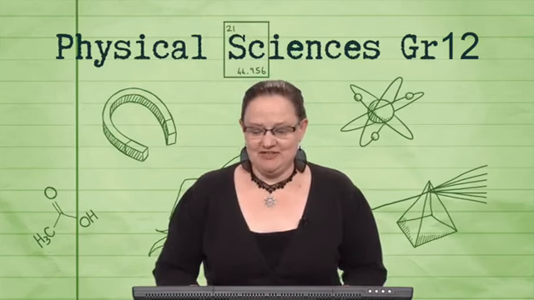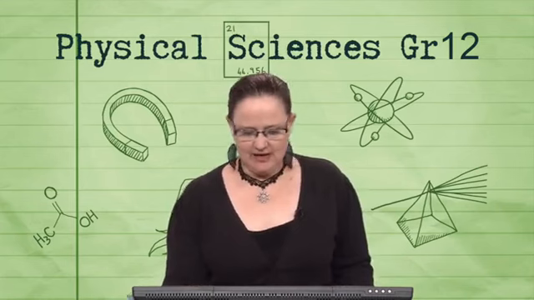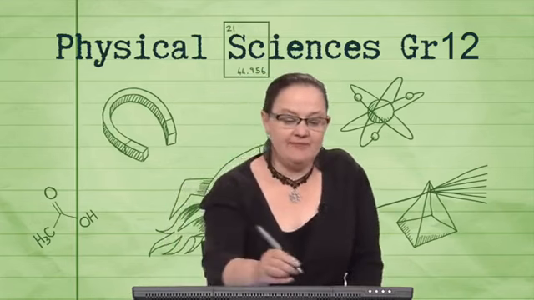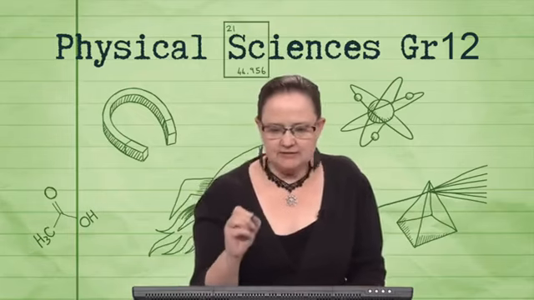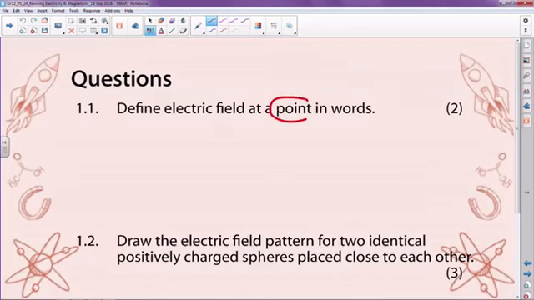Okay, so grade 12s, let's see how you did. Now I have some space here. Remember, this is a very specific definition, and because it is the definition for the electric field at a point, you have to mention that word somewhere along the way. You can't just say it's a region of space, because it's not. So what they want is that electric field at a point is the electrostatic force, and we've got to use the word electrostatic.